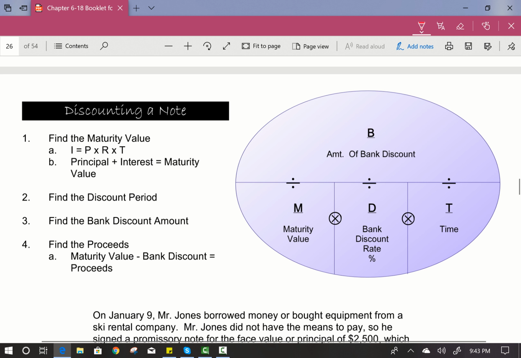Okay, so we are going to discount a note. That's where it leads into Chapter 11. There are 4 steps to do so, and the symbol is the same as it was for IPRT. In fact, that's still the first step. The first step is to find the maturity value in discounting the note, and that's the principal plus the interest, which is equal to the maturity value, after taking the principal times the rate times the time.